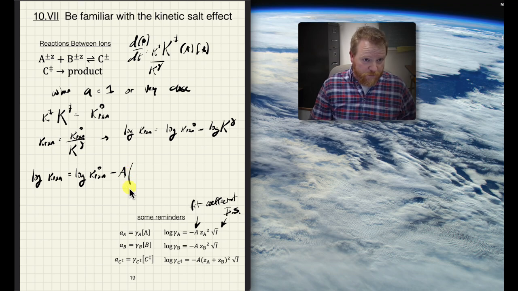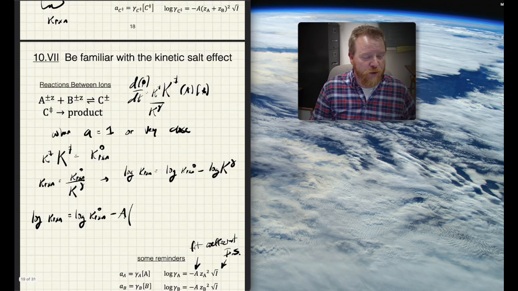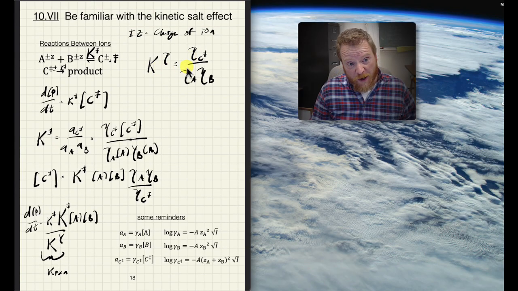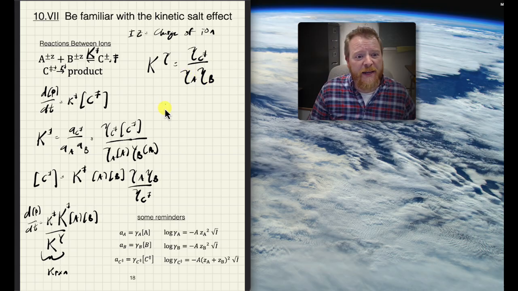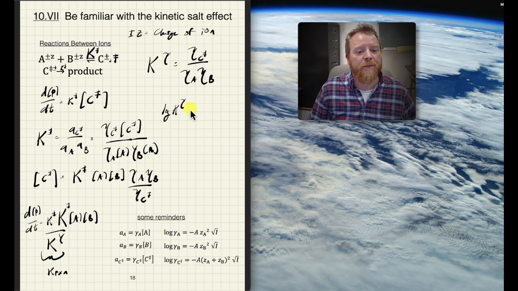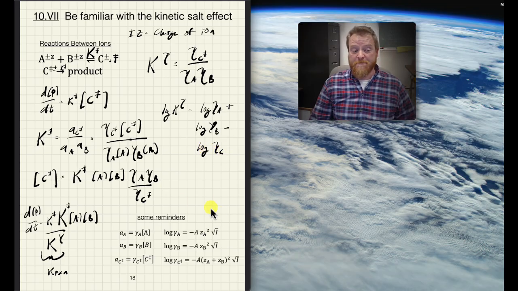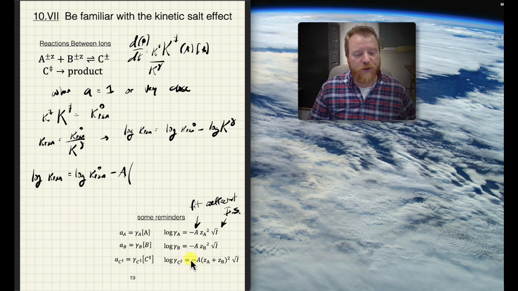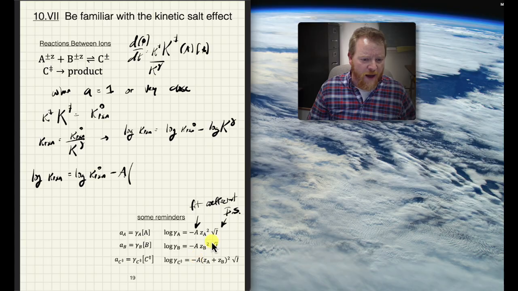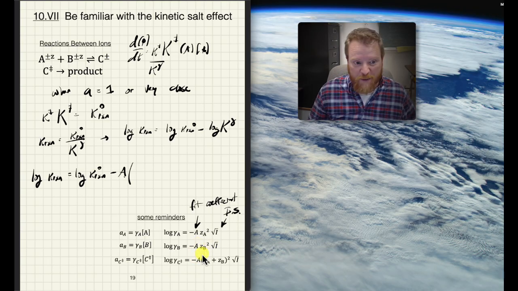So just backing up, K gamma was gamma C divided by gamma A times gamma B. So if I do the log of K gamma, that just becomes the log of gamma A plus the log of gamma B minus the log of gamma C, right? So doing some algebra and plugging in like terms, we'll assume for now that the ionic strength is the same for everything so that we've got the same concentrations.